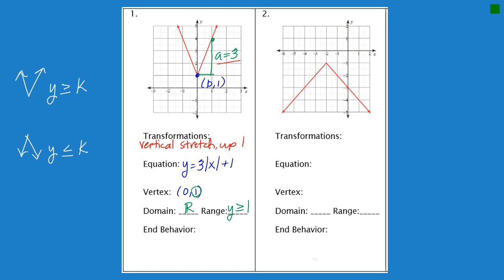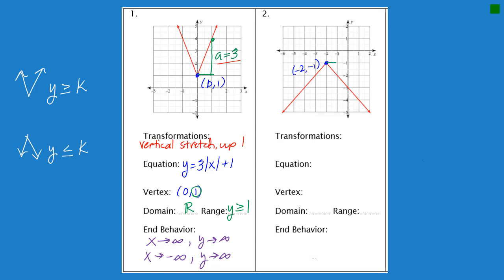And then end behavior, I need one of each for x. Both arrows are pointing up in this problem, so that means both of my y values are going to go towards positive infinity. For problem number 2, my vertex is at the point -2, -1.